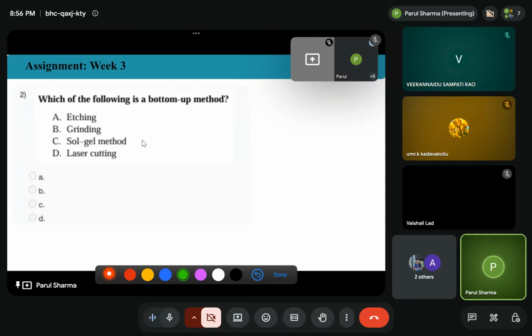The second is, which of the following is the bottom-up method? Etching, grinding, and laser cutting are top-down, and the sol-gel method is the bottom-up method. So the correct answer is, you can see.